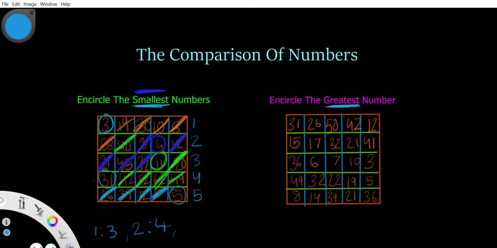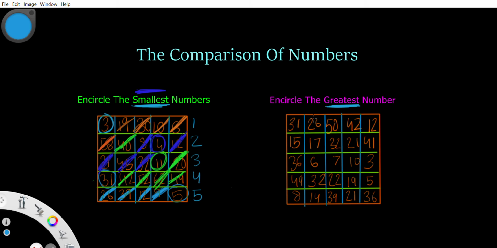So we have our champion, and for our next one, we want to encircle the greatest number. Okay, now let's do that. So not the smallest, so don't get tricked. You have to actually read it, and you have to be aware.